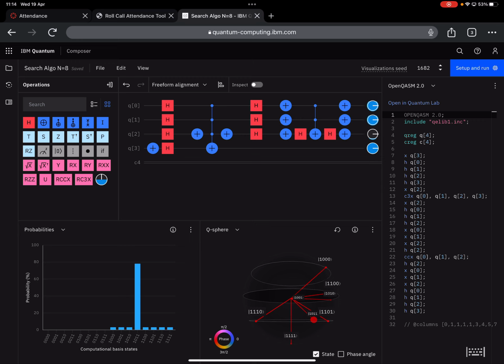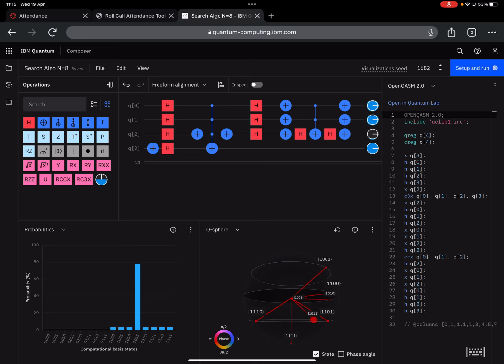So this is going to be an example of a search algorithm. And this section that determines the f function is sometimes called an oracle, and it's kind of like a black box that computes whether you're in the solution or not. So this is a specific example, and this is what we're going to be looking at. Throughout the lecture, I'm going to try to describe some of these components of this circuit, just to give you an idea of how things work.